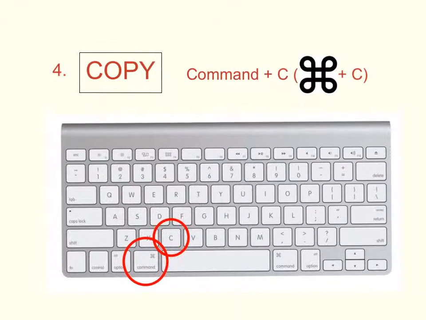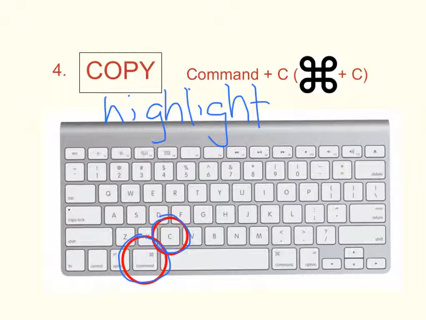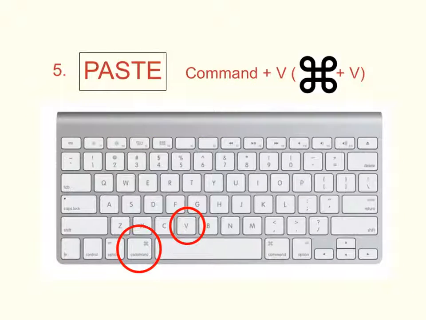Command C is probably one of the most common and one of our first keyboard shortcuts that we learn. I need to copy something. Of course, you need to highlight whatever it is, the text, the paragraph, the document first, and then you're going to copy that with Command C. Once I have copied a word or paragraph or text, I would paste it with Command V.